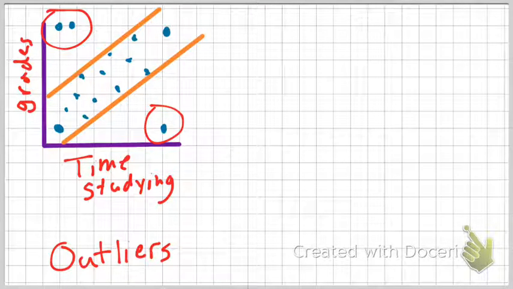But for the most part, when we're talking about grades and studying time, we can see that when your grades go up, your study time typically goes up. Or when your study time goes up, your grades go up. And when your study time goes down, your grades go down. And so both variables are moving in the same direction. When one goes up, the other goes up. When one goes down, the other goes down.